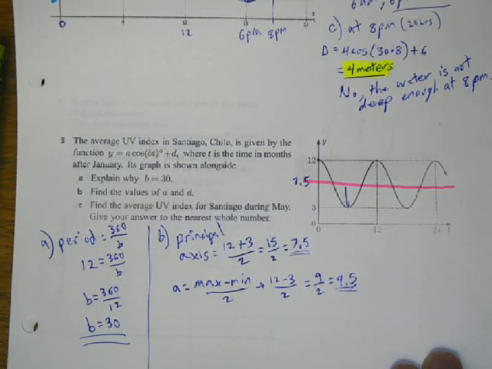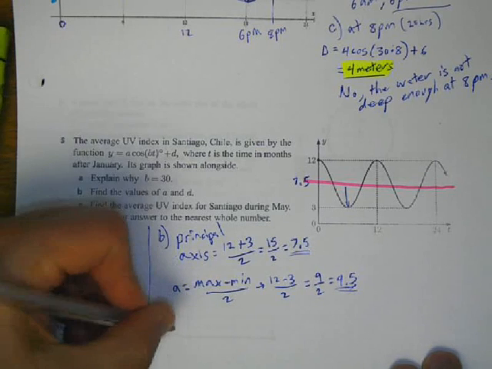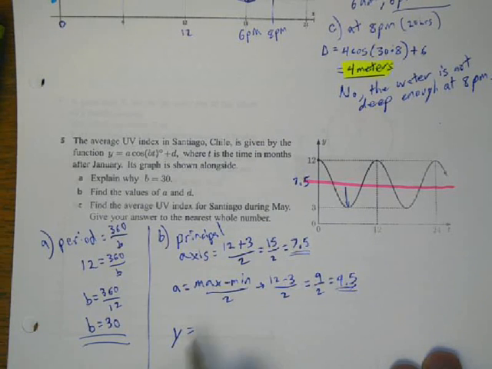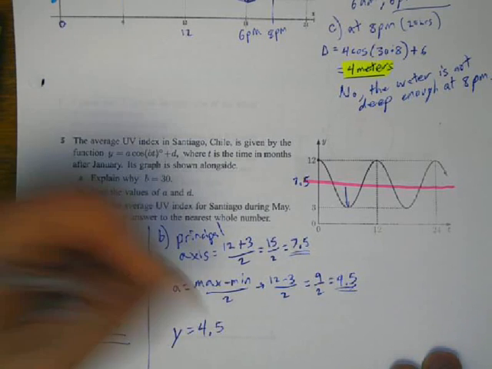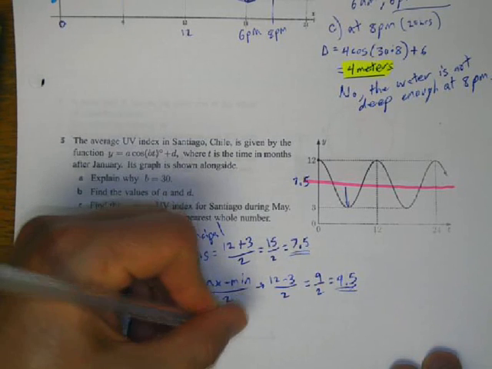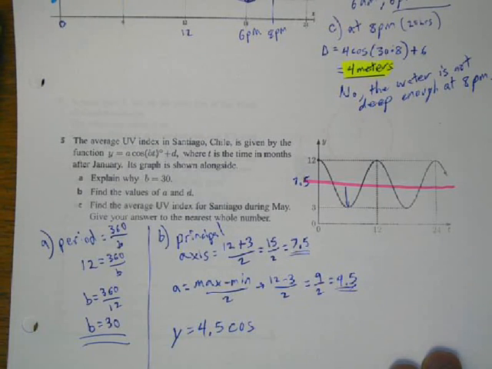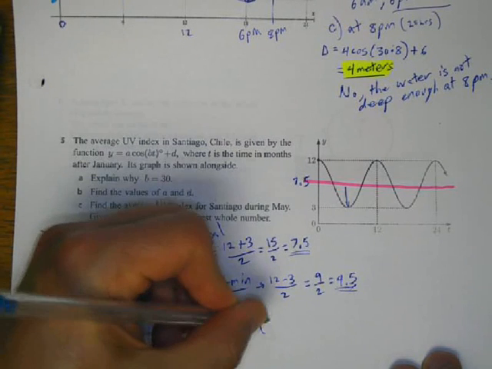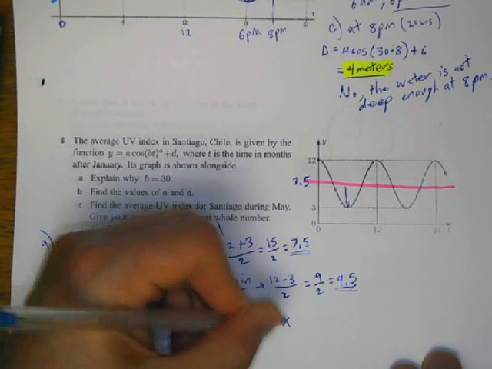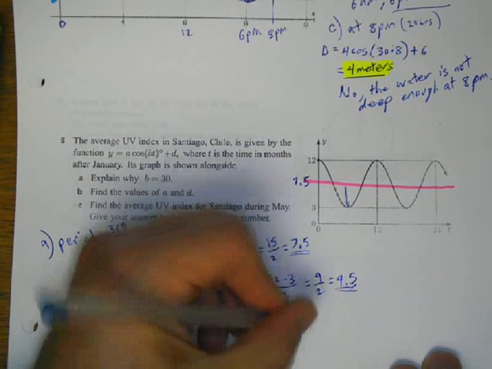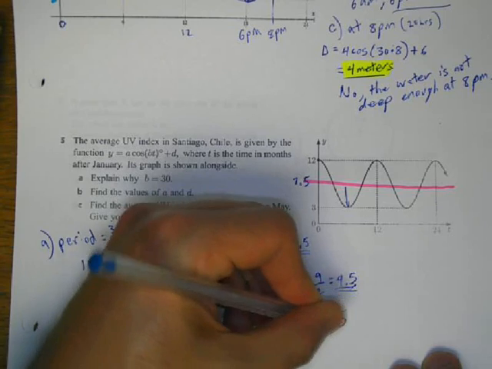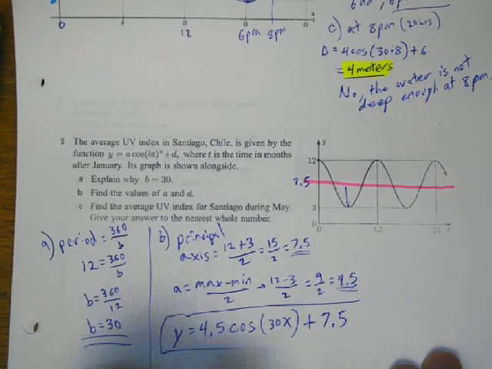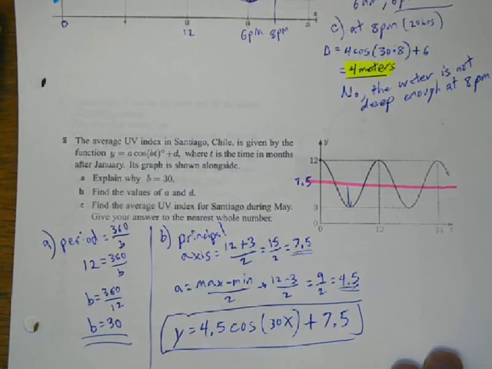So now I can write my equation. Y equals A, which is 4.5, cosine B, which is 30, x plus principal axis 7.5. You might want to hit pause or replay to think about that.